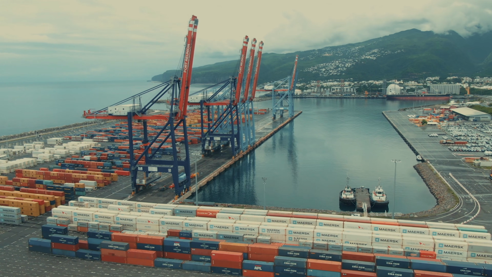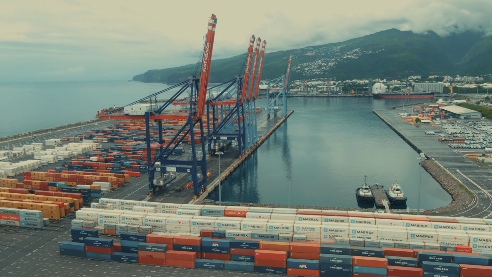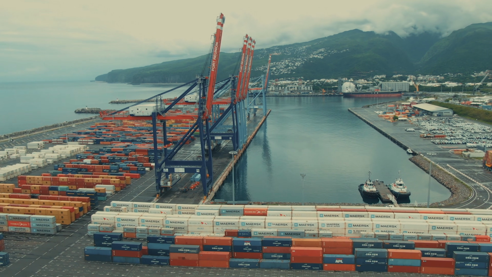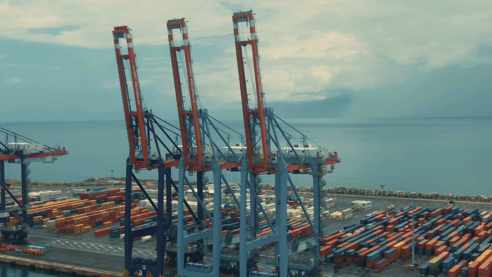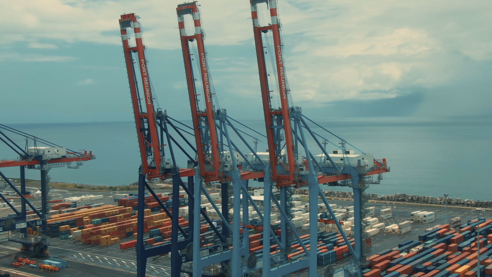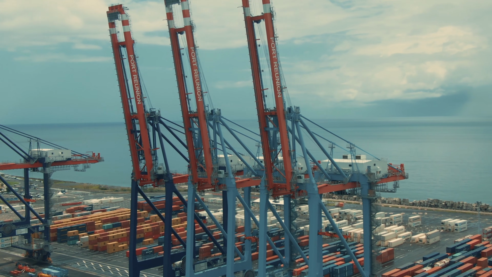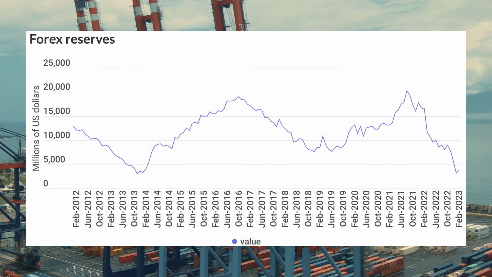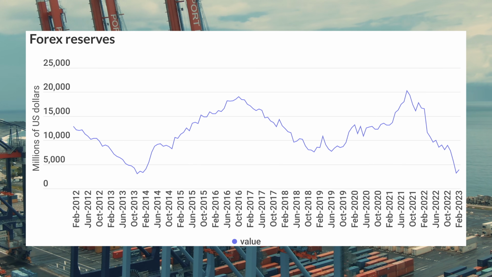Pakistan has a pretty significant trade deficit, meaning they need to import more goods than they export in order to function. When this happens, the difference is paid for with their foreign exchange reserves. This is reserve currency such as US dollars or euros held by the Central Bank of Pakistan.